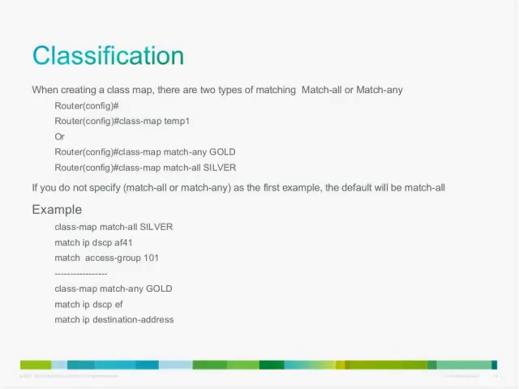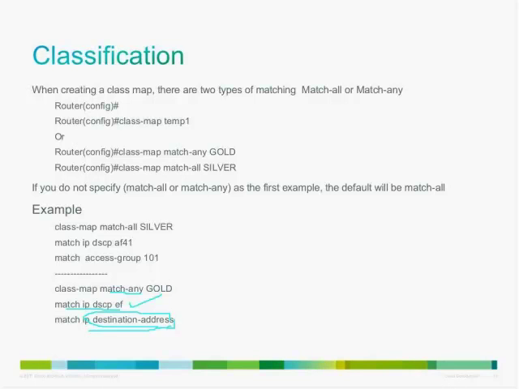Match any is like an OR operator. If we have a particular class where we are matching DSCP setting EF, and we also want to select the destination address, then match any will do an OR operation. So we'll be able to select all the traffic that has DSCP EF or comes from a particular destination address. Whereas match all is like an AND operator.